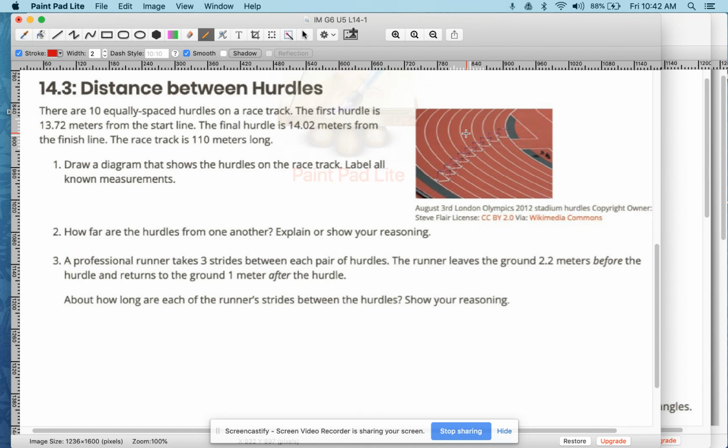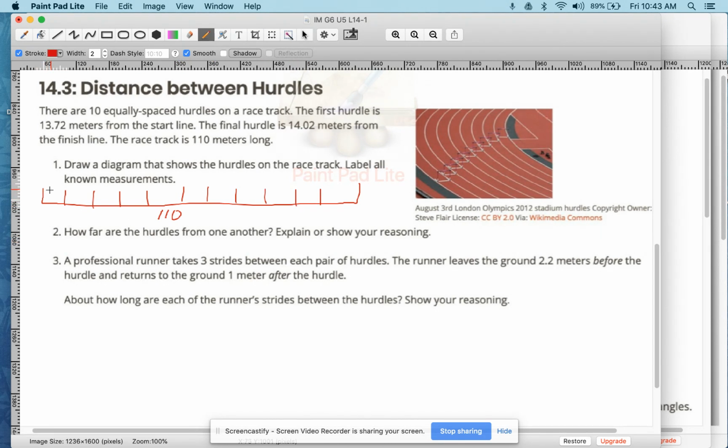They want us to draw a diagram that shows the hurdles on the track and label the known measurements. And this is always a good thing to do because they're giving you a lot of information. So let's start with the overall track. So I have my overall track, I know, is 110 meters. Then I have 10 hurdles. So let's draw in 10 hurdles. I'm going to start in the middle because that's going to be 5. So we've got 1, 2, 3, 4, 5, 6, 7, 8, 9, 10 hurdles.